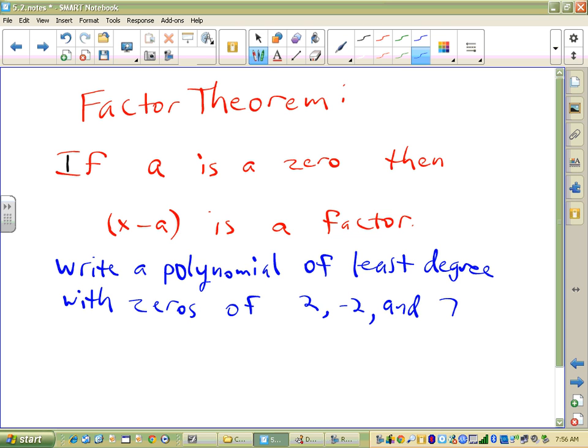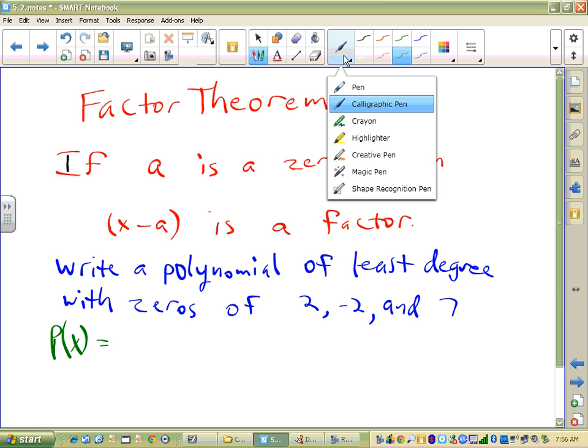What would the degree have to be since there are 3 zeros? What's the smallest degree that this would have to be? There's 3 zeros, so the degree would have to be 3. Good. Okay. So if we had to do this, the polynomial, we don't know what it is, we'll call it p of x. It equals something.